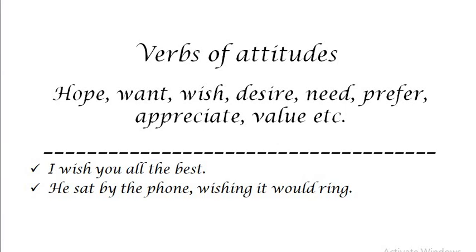We can use it like this: I wish you all the best. Or if I want to use the ing form, we can use it in this way: I sat by the phone wishing it would ring. So this wishing means that this is an action verb. Here it has been used as an action verb, so wishing is correct, but the other one is simply a verb of attitude. So "I wish you all the best" is fine, and "I sat by the phone wishing it would ring" is also correct. I should not say "I am wishing you all the best."